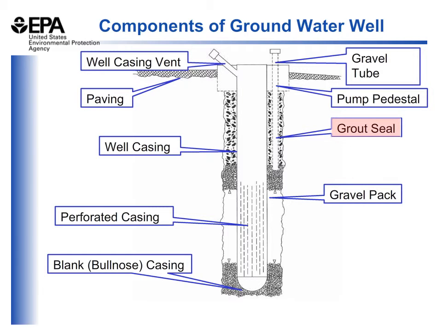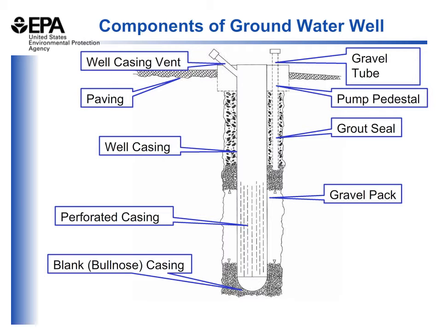Above the screen, the hole in which the casing has been installed is filled with a grout that acts as a seal and prevents surface water from the ground surface from migrating down along the outside of the casing and entering the screen below ground. This serves as an excellent way of minimizing the flow of contaminants that may be present at the ground surface down along the well casing and into the drinking water supply.